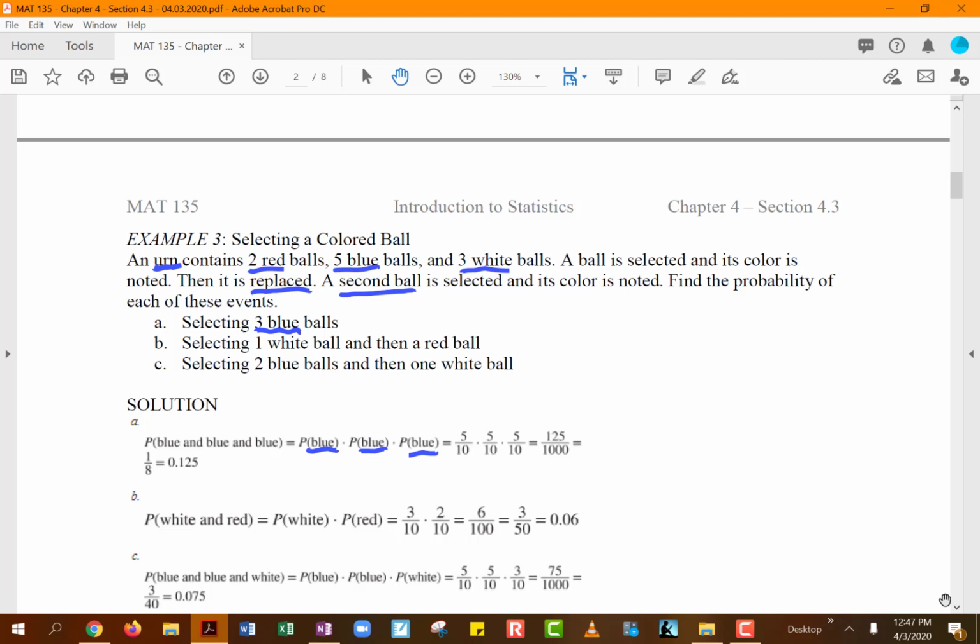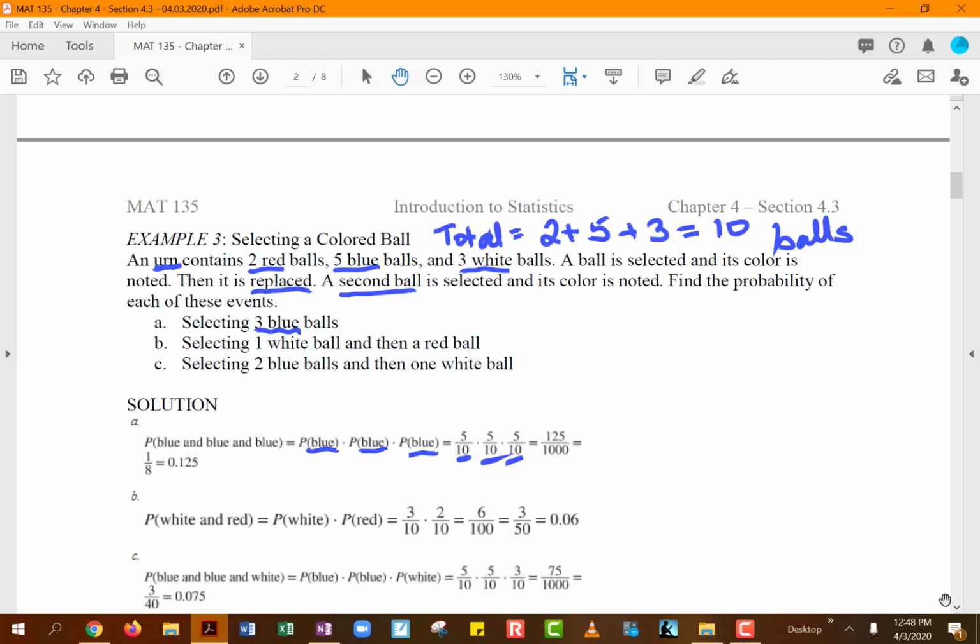And then if you add, and let me write that here, if you add 2 red balls, 5 blue balls, and 3 white, of course that comes out to be a total of 10 balls in the urn, right? So that's where we're getting this denominator of 10 here. And we've got 5 blue, so that's 5 out of 10. 5 out of 10 for our second event, and 5 out of 10 for our third event, right?